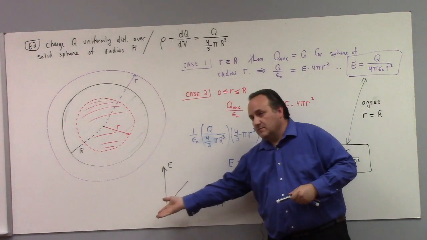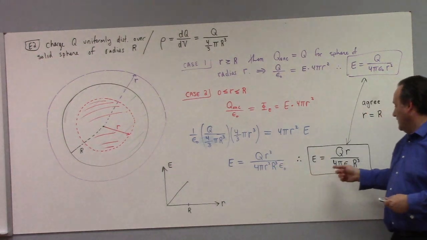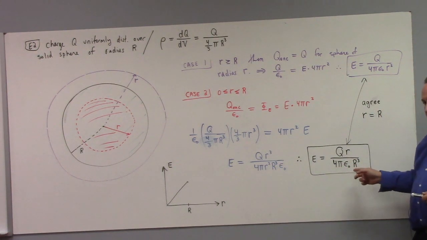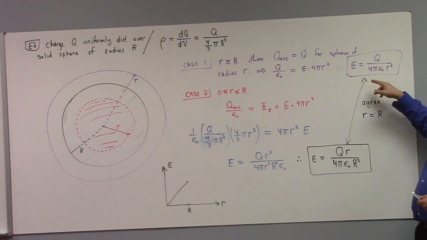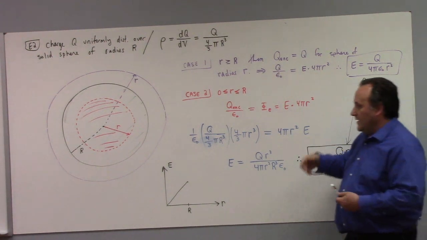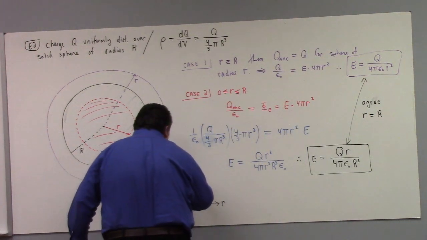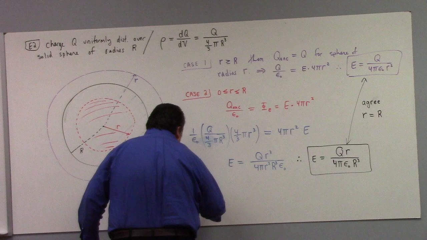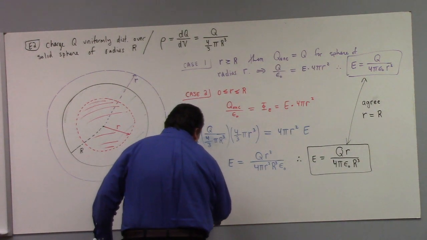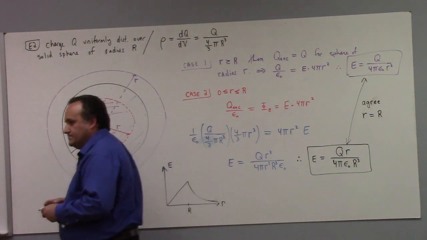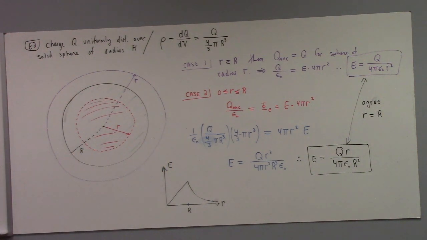So the electric field is linear. It increases linearly with a slope of q over 4 pi epsilon naught big R cubed, right up until it reaches the value of q over 4 pi epsilon naught big R squared, and then it drops off like an inverse square, a reciprocal, like that. So the largest the electric field is in example 2 is at little r equal to big R. And then it goes to 0 as we go to infinity. Any questions? Okay, well, good.